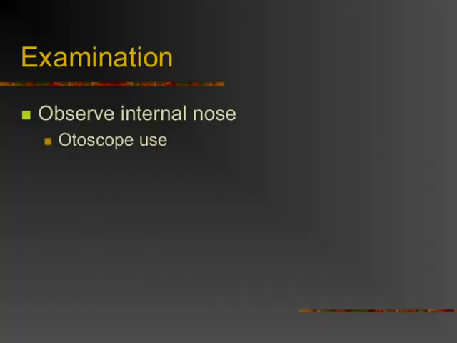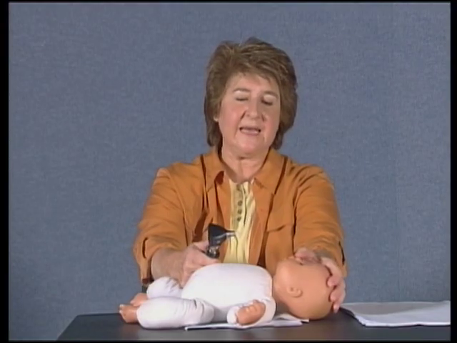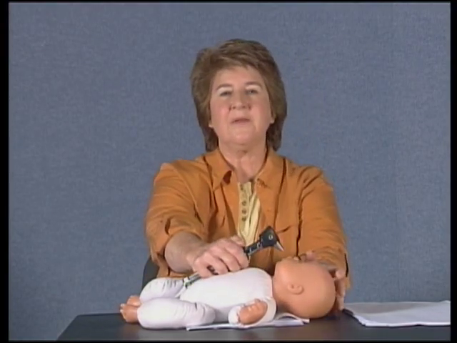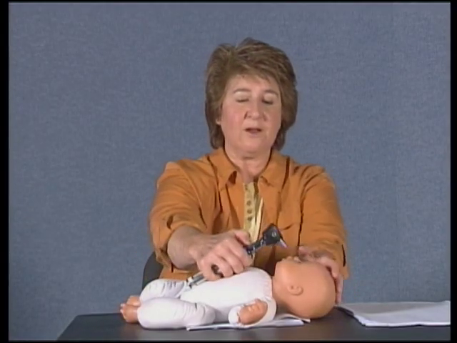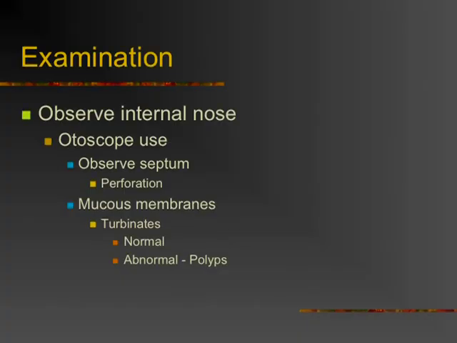As we have examined the external nose, now we'll examine the internal nose. You can use the otoscope for this, or you can use a penlight. Most of the time you can just lean the head back, shine the light into one naris and then the other. Observe for any perforations between the two. If you shine the light on one side and you can see the light shining on the other side, we know we have a perforation there, and that child should be referred. Observe the septum and the mucosa.